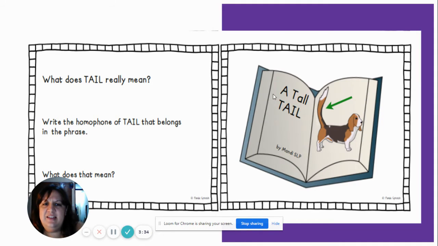What do we have here? It's a book, and it says A Tall Tale by Mandy S.L.P. And then it has this dog with a really tall tail. Well, this kind of tail that they put here is a dog's tail. But the kind of tale that they're talking about in a storybook would be T-A-L-E, tale. They sound the same, but they mean something totally different. So you've got to be careful in English because there are so many homophones, over 200, I'm sure. All right, where they sound exactly the same, but they mean something different.